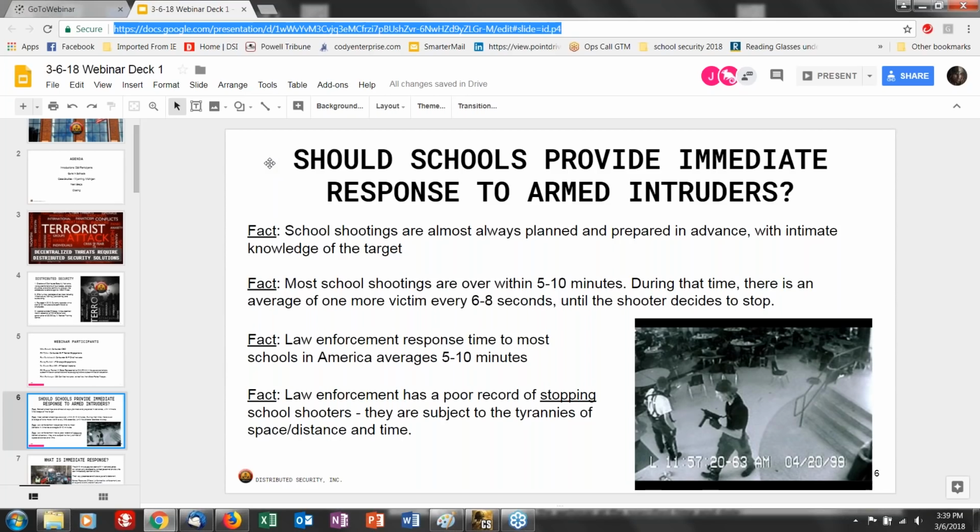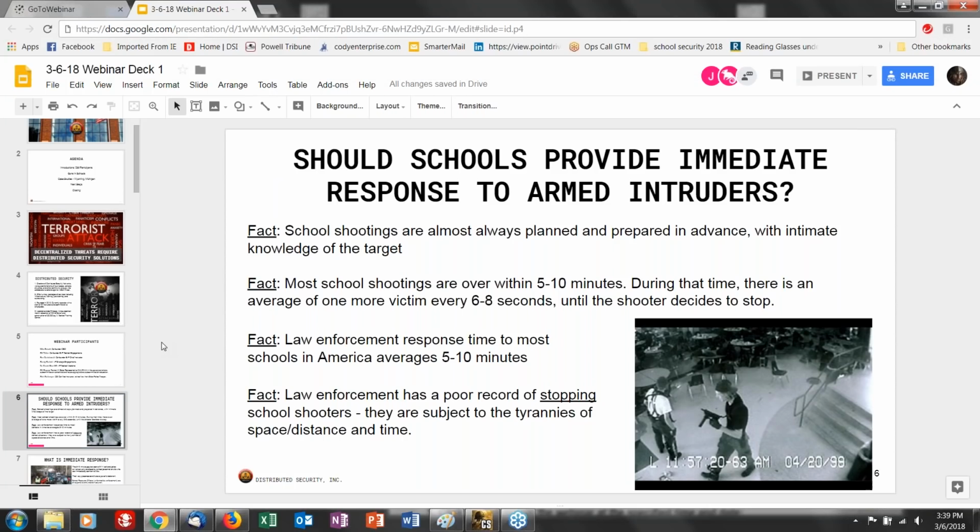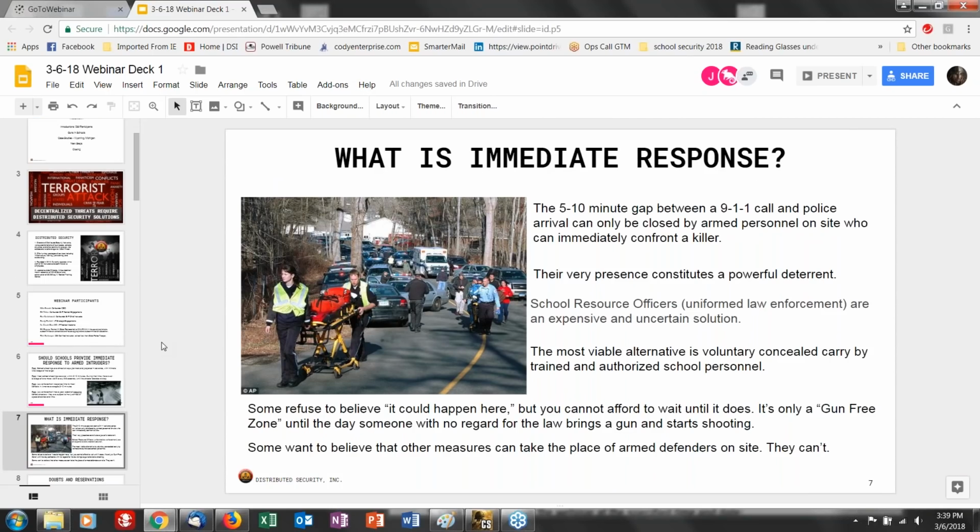So what do we mean by immediate response? It is the response that occurs within the 5 to 10 minute gap between a 911 call and police arrival on scene. That gap can only be closed by armed personnel on site who can immediately confront a killer. Their very presence on site constitutes a powerful deterrent, as you'll see in a little bit.